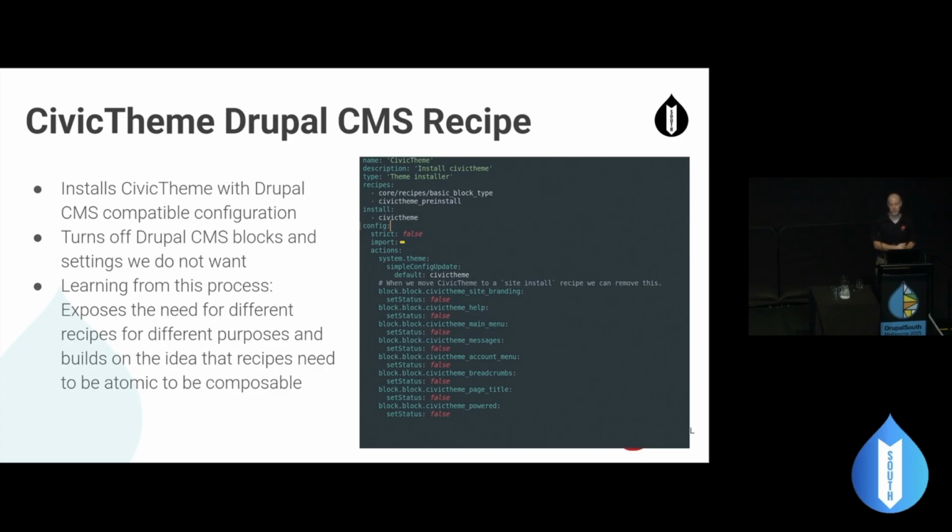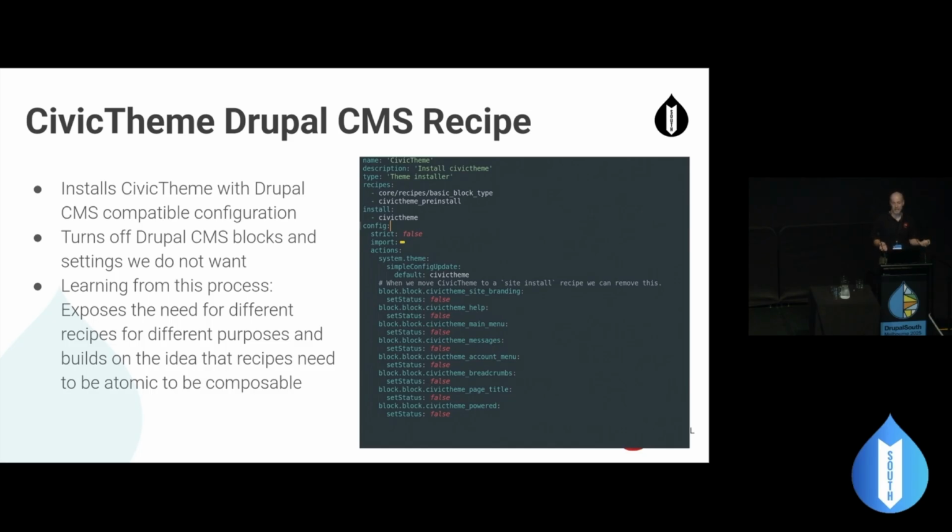You can see I'm only including one of the core recipes, the basic block type, which Civic Theme requires and isn't installed in the Drupal CMS installer. I'm running a little pre-install recipe just as a small bug with enabling layout plugin bugs I got to look into. And then I install Civic Theme itself. And then I just run through the config section, bring in the same config we had before for the media library and media and the shortcut.